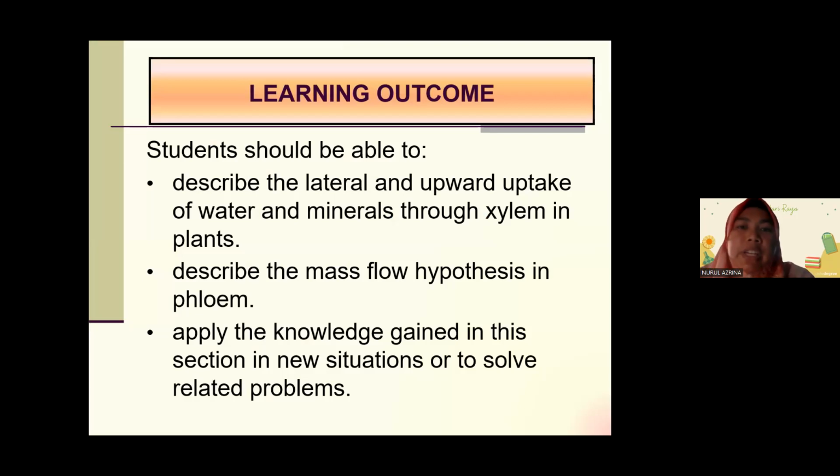So we have finished with transport and circulation in humans. Now we are moving into plants. These are the LOs for plants, where you have to describe the lateral and upward uptake of water and mineral through xylem, and then you have to learn how phloem transports sugar via the mass flow hypothesis. These are the LOs related to plant transport and circulation.